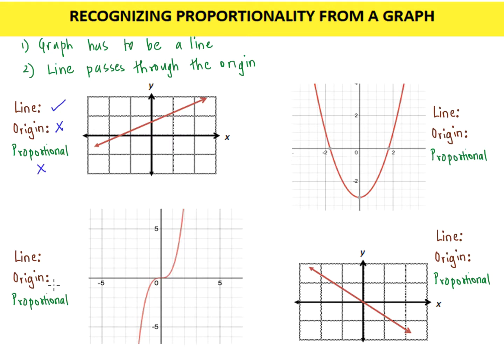Let's look at the second one here. It does pass through the origin, but it's not a line, so it's not a proportional relationship again. Let's look at the next one. It's not a line and it does not pass through the origin, and obviously it's not a proportional relationship. And the last one, yes, it is a line, so it's a linear relationship. It passes through the origin, so it is indeed a proportional relationship because it is a line and it passes through the origin.